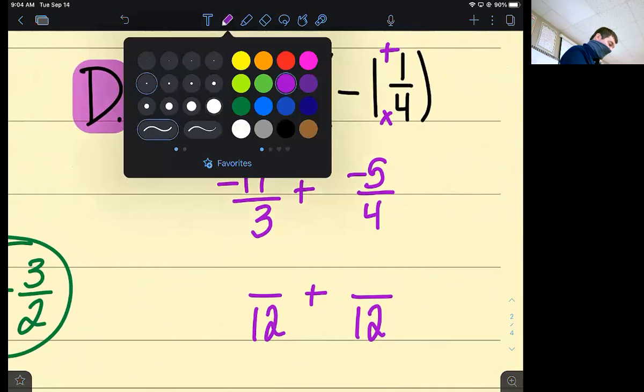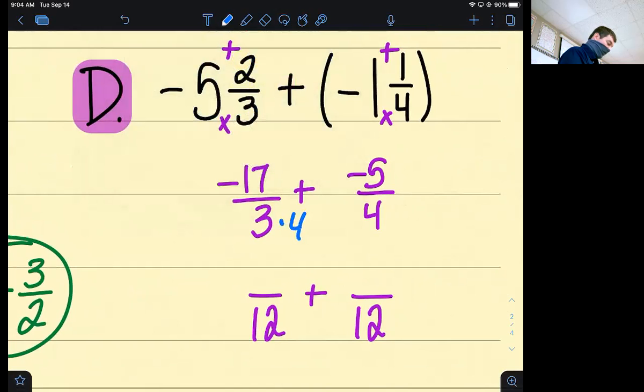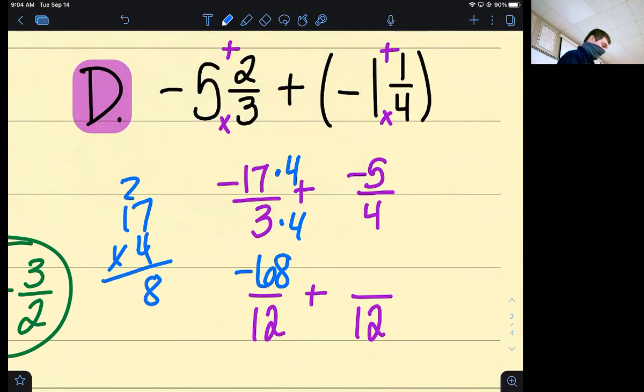I need to multiply this fraction by 4 over 4. And I don't know what 17 times 4 is, so here's what I'm going to do in my head. Can you tell me what 4 times 10 is? 40. Can you tell me what 4 times 7 is? 28. What do you get when you add 40 and 28? 68. This can be negative 68 then. That way I don't have to write it down. If you want to write it down, feel free to write it down. That's still going to give you 68.